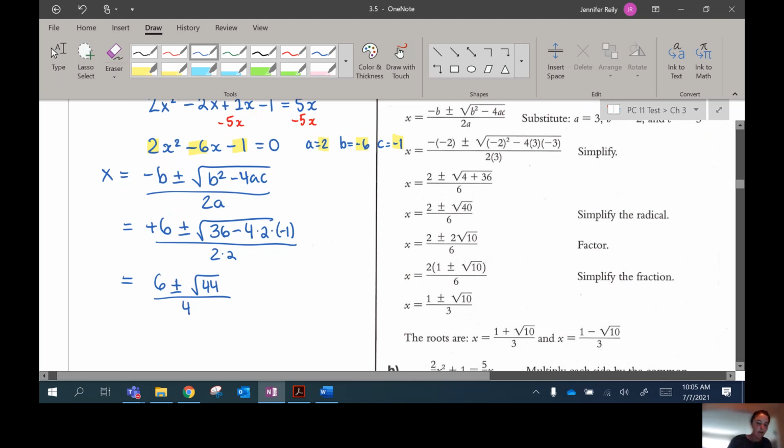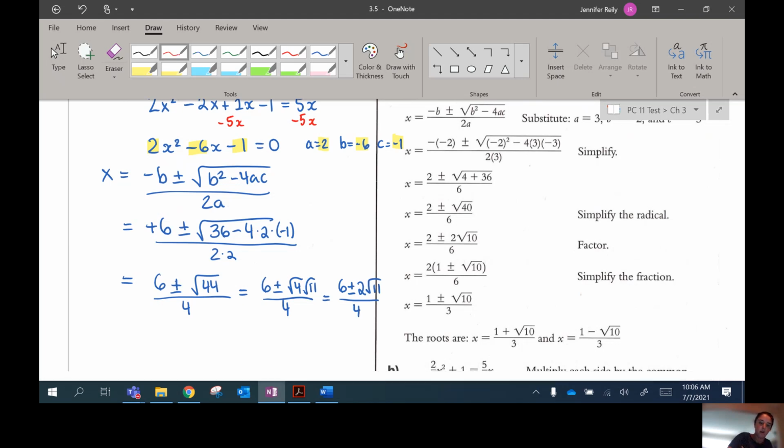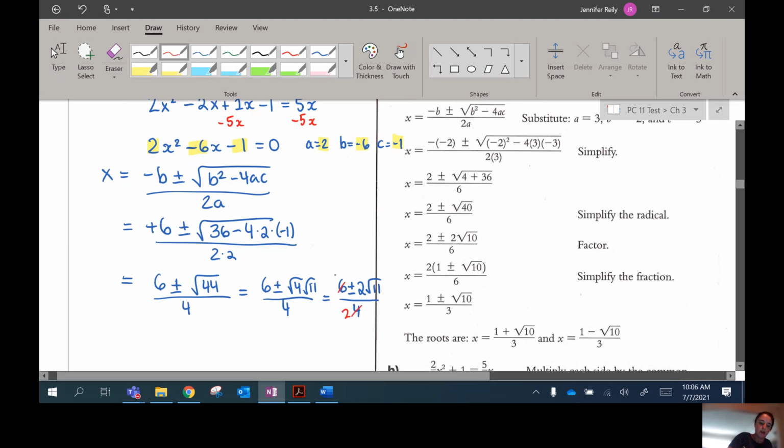all over 4. And we can simplify that down a little bit because we can write the 44 as a mixed radical. It's 4 times 11. So this would be 6 plus or minus 2 root 11 over 4. And every single term in that fraction can be divided by 2. So we are going to simplify that down, and it would be 3 plus or minus root 11 all over 2.